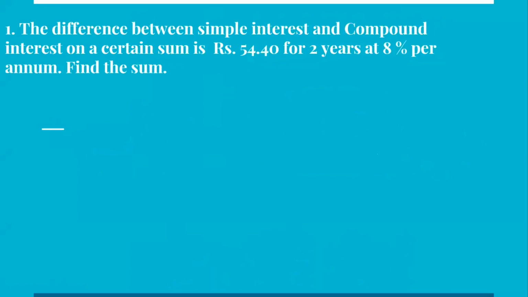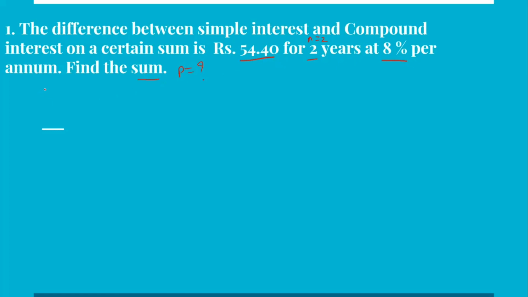So we start with the first question here. The difference between simple interest and compound interest on a certain sum is rupees 54.40 for 2 years. So here n is equal to 2 and the rate is 8% per annum. You are asked to find the sum. That means the principal is what you have to calculate. You are given the time period and the rate.